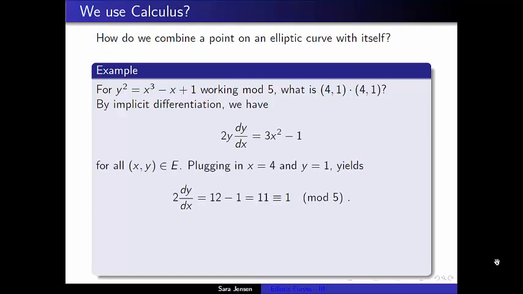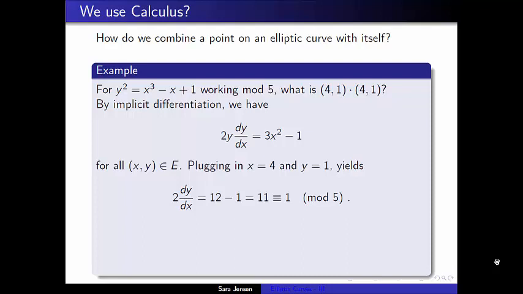So in order to find the equation of the tangent line, we're going to have to use implicit differentiation. So we take the derivative of the y squared part, and we get 2y dy/dx, and the derivative of the right-hand side of our elliptic curve becomes 3x squared minus 1.